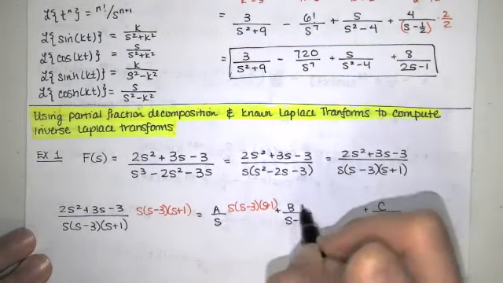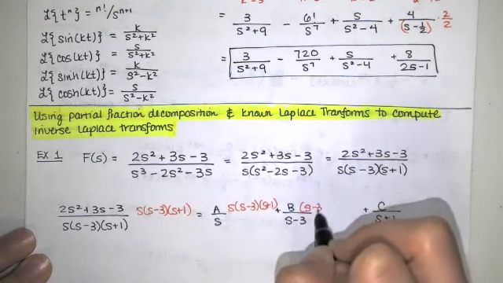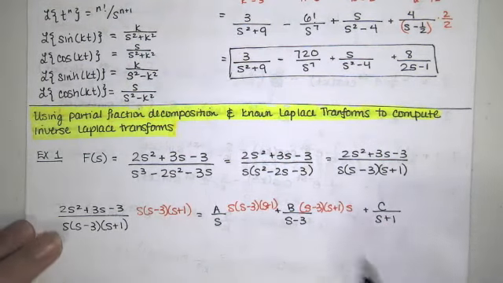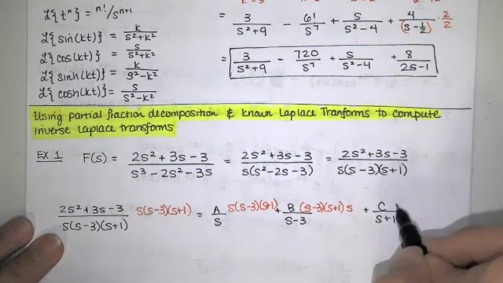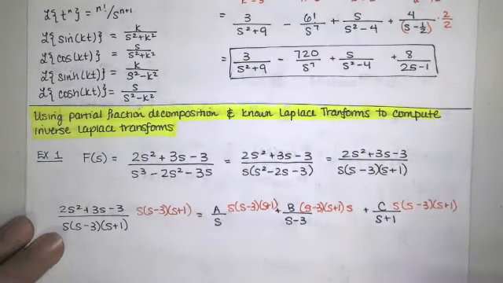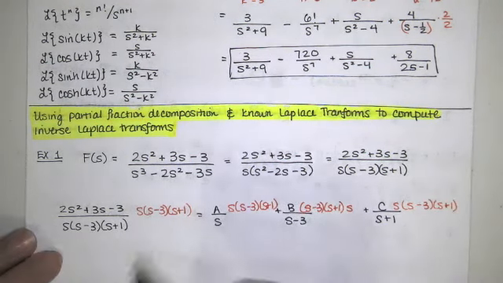And since we have linear non-repeated factors, it's going to be really easy to solve for A, B, and C. We'll just choose the values of s that make each of those factors 0, and that's going to be enough to allow us to find the values of A, B, and C.